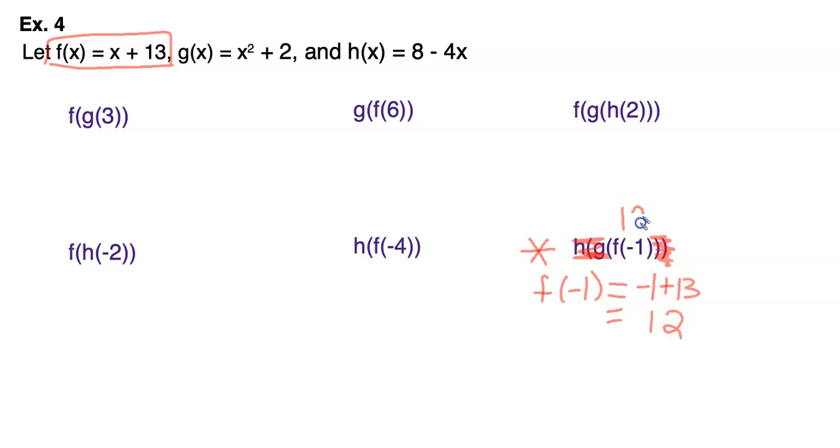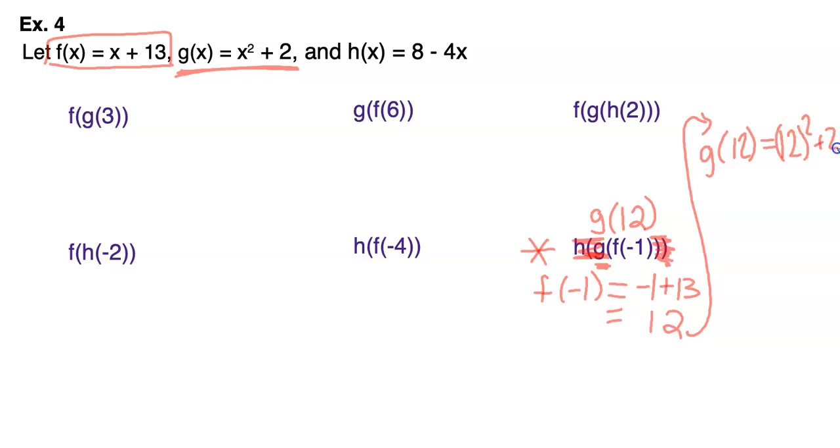So now in here I can put 12. So now I have g of 12 next, because that was my next letter as I work my way from the inside out. So I'm going to take this 12 and I'm going to put it in here for g of 12. And as I look over here at g of x, that is x squared plus 2. So I'm going to square x and then add 2. So I have 144 plus 2 is 146. Okay, so that's g, so I'm done with that.